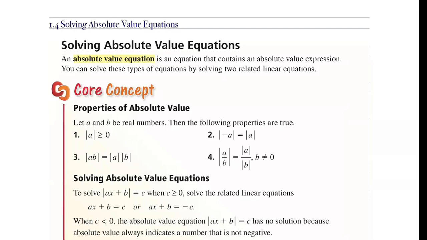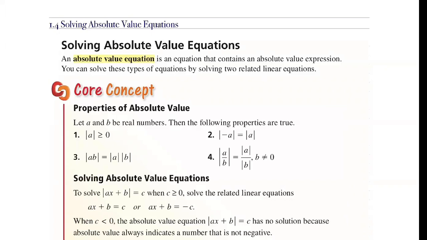1.4 is solving absolute value equations. When we are going over these equations, you want to keep in mind a few things. First, the absolute value of any number is the distance between that number and 0 on a number line. So you've got to think to yourself, the number that you're solving for a lot of times is the number inside the absolute value bars, which means you need both possibilities of what that number can be.